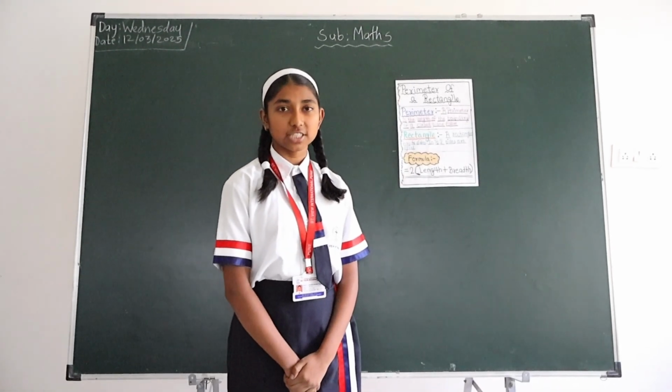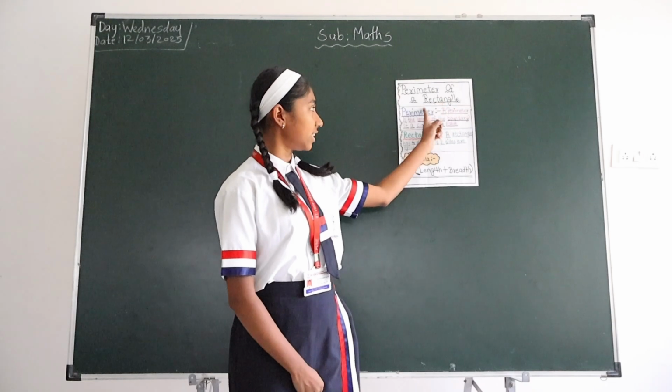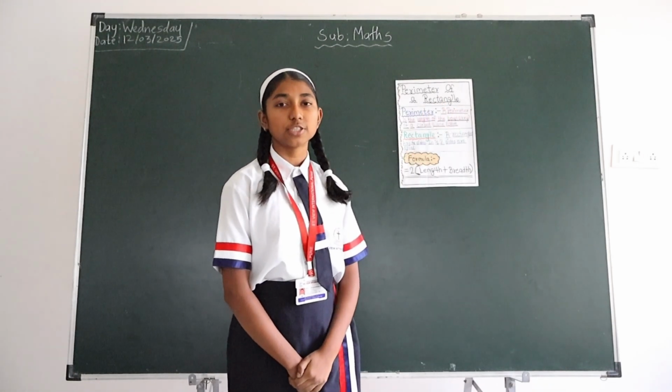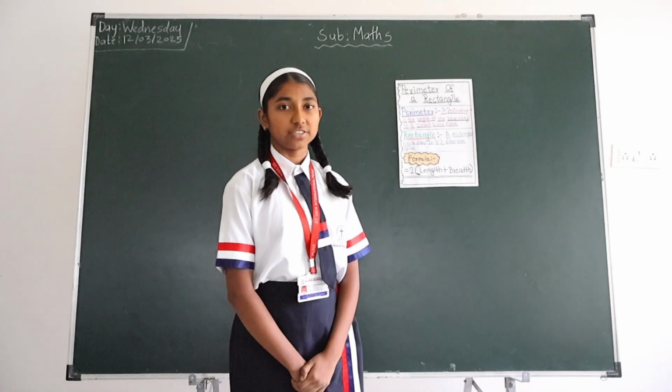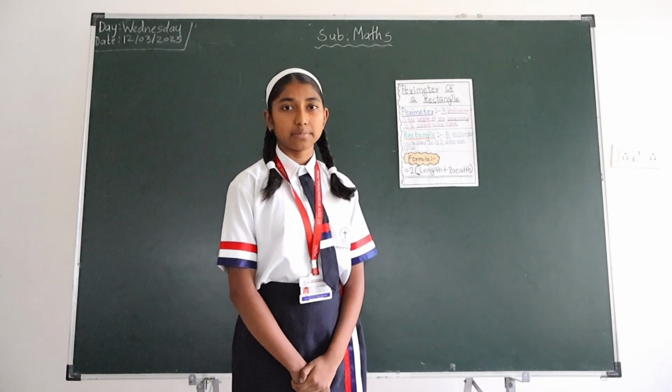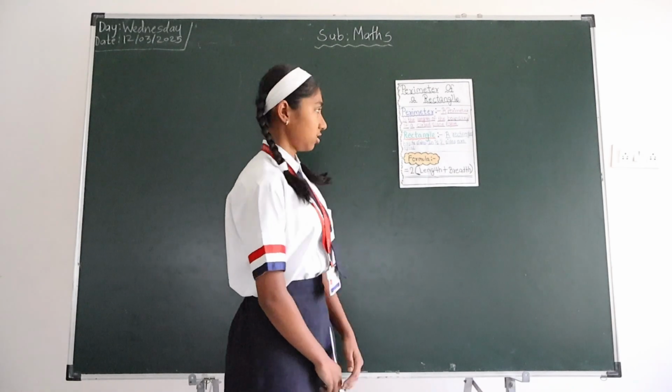Hello friends, my name is Srishti. Today I am excited to explain the concept of perimeter of a rectangle. A perimeter is the length of the boundary of a closed plane figure. A rectangle has 4 sides. In it, 2 sides are equal. So now I will give you one example of perimeter of a rectangle.